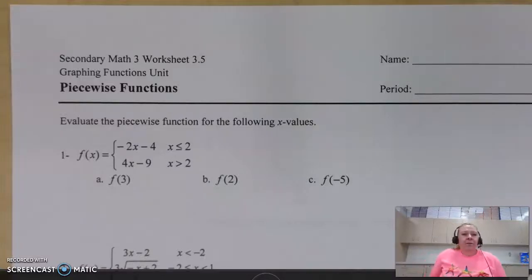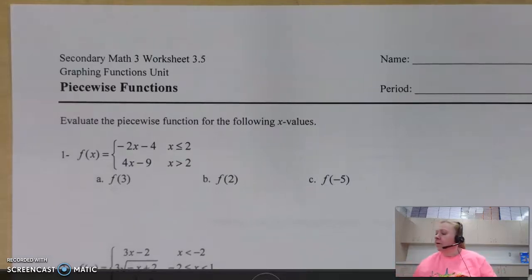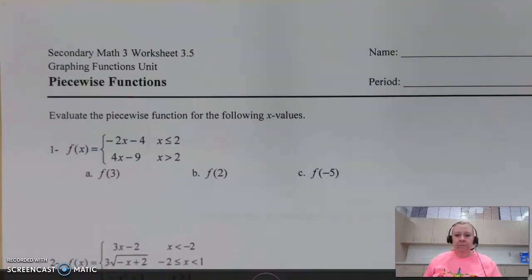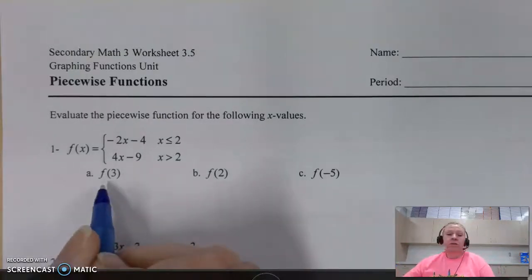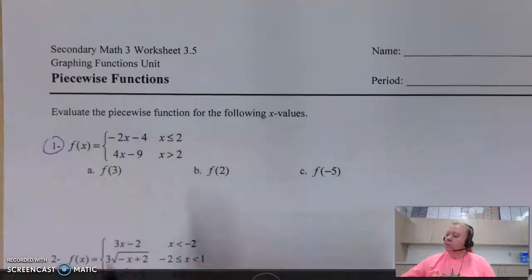All right, we are going to do our last part before our next test, which is piecewise functions. And these are kind of fun, I think. We're going to do two parts. The first part is evaluating, so we are going to plug in the values. We're just going to take a look here at number 1, and then you'll do number 2.